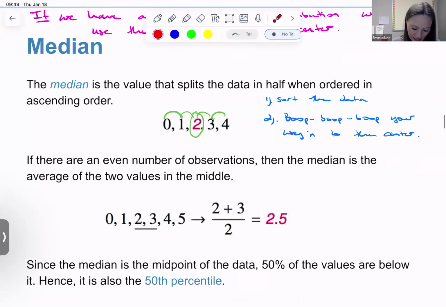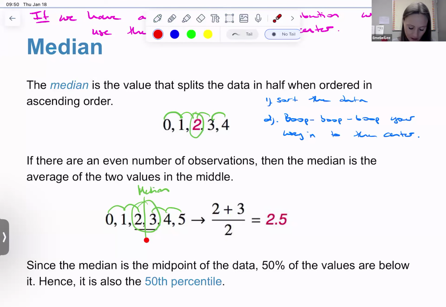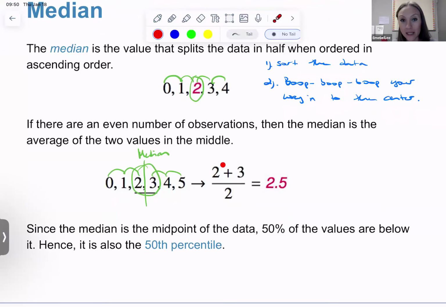If there are an even number of observations, then when you boop, boop, boop your way in, you land on 2 values. This is pretty nitpicky stuff, but it's to make sure that you're able to get the right answer in the assignment, which is where marks are. The rule you follow is that if you land on 2 values simultaneously, then the median is considered to be between the 2. Kind of confusingly, to find the median, you take the average of 2 and 3 in this case, and you end up at 2.5. So here, 2.5 is the median.